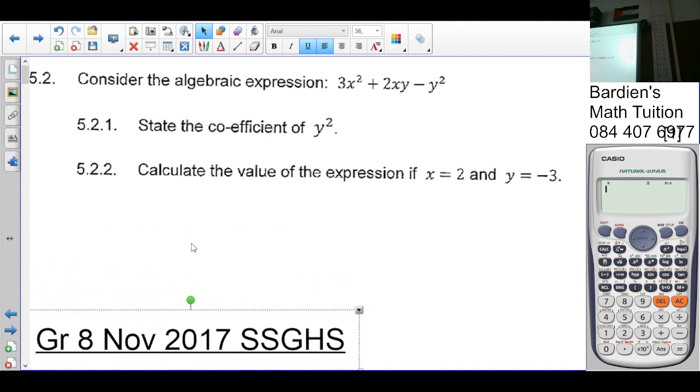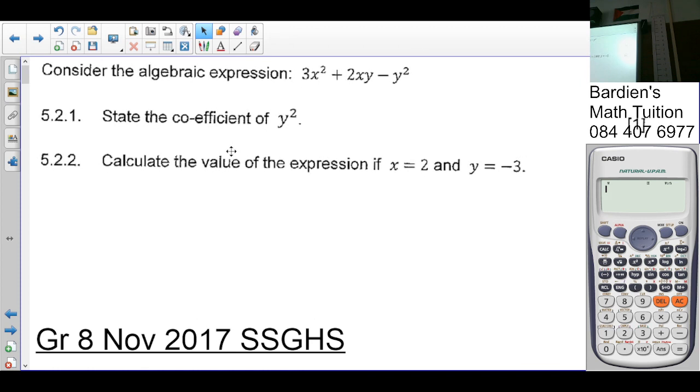Right, next question. Consider the algebraic expression 3x squared plus 2xy minus y squared. State the coefficient of y squared. Negative 1. Okay, the number in front of y squared, negative 1. Calculate the value of the expression if x is equal to 2 and y is equal to negative 3.